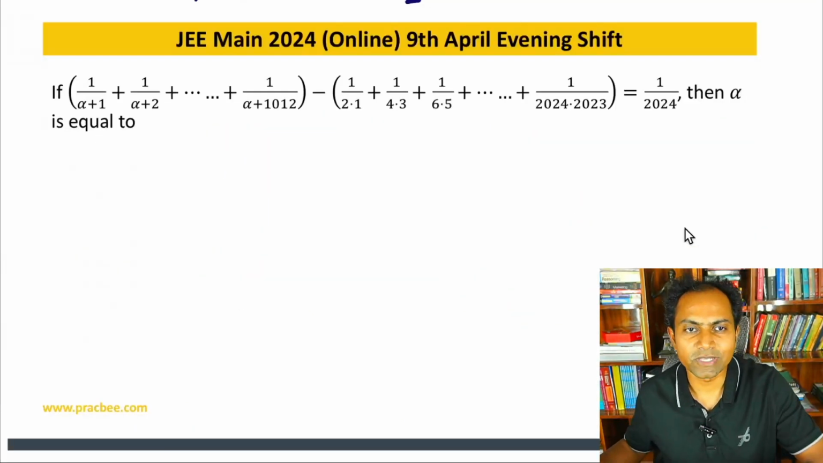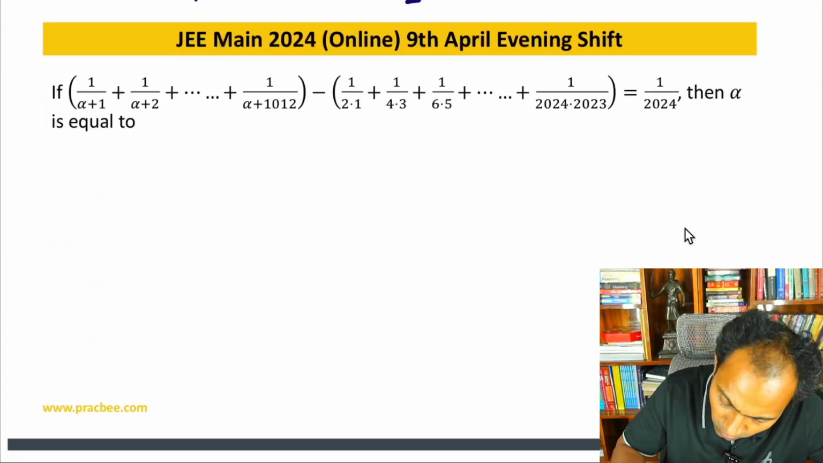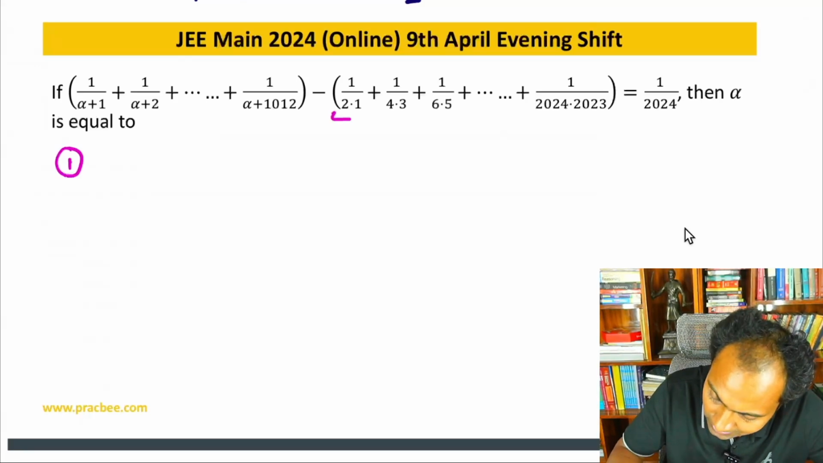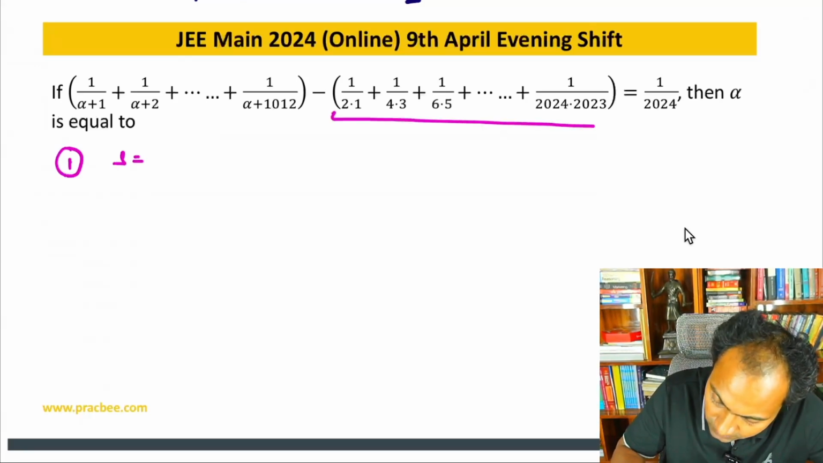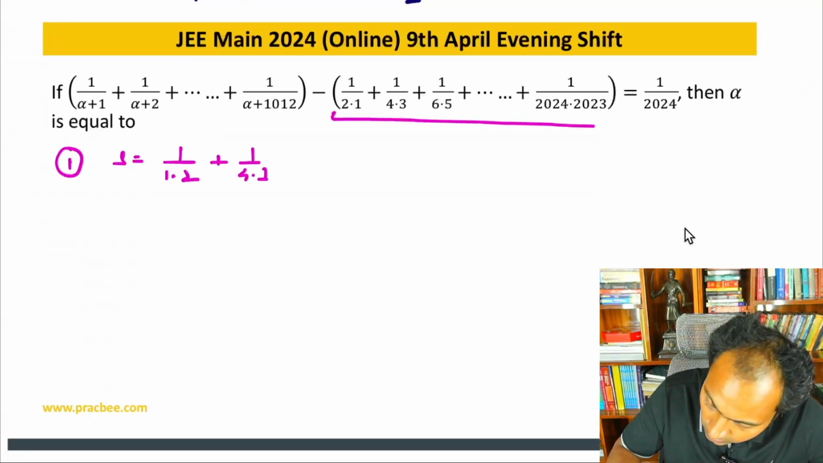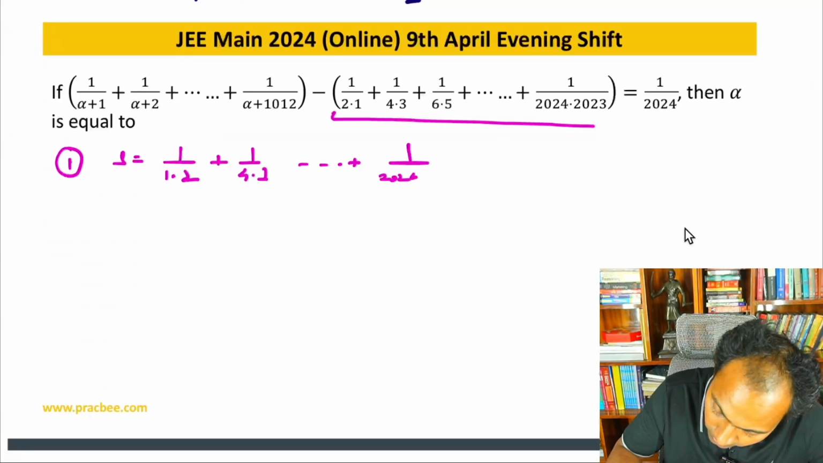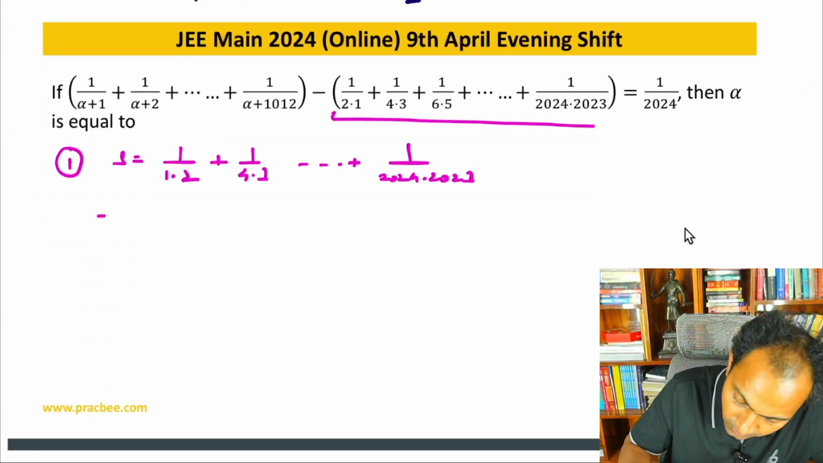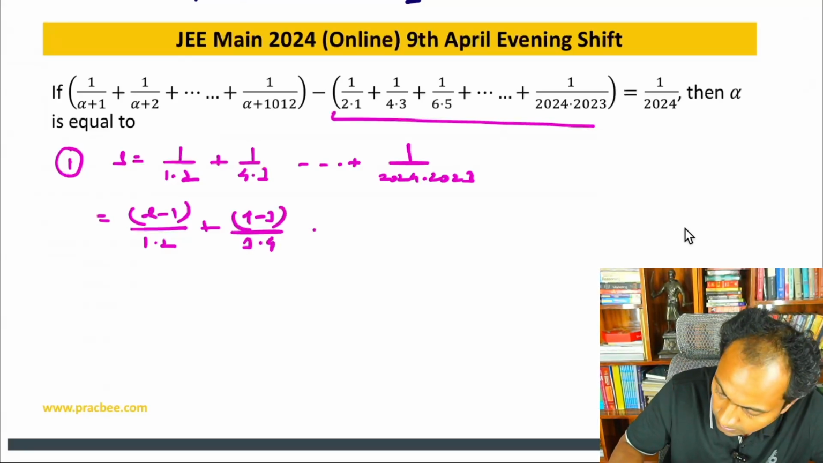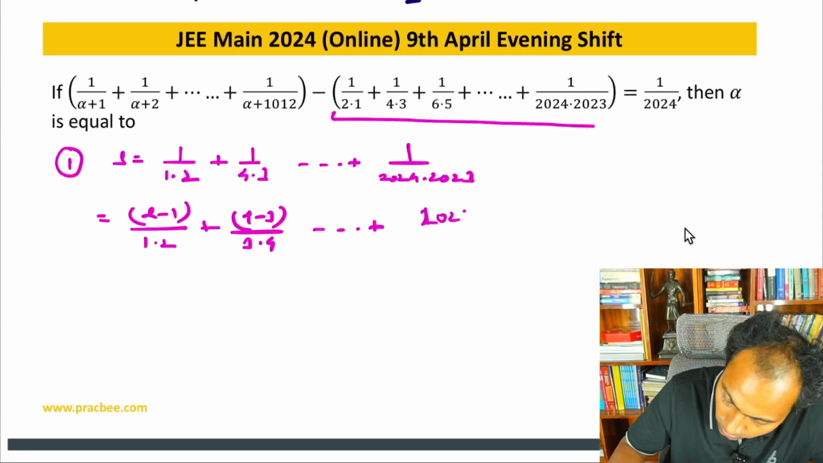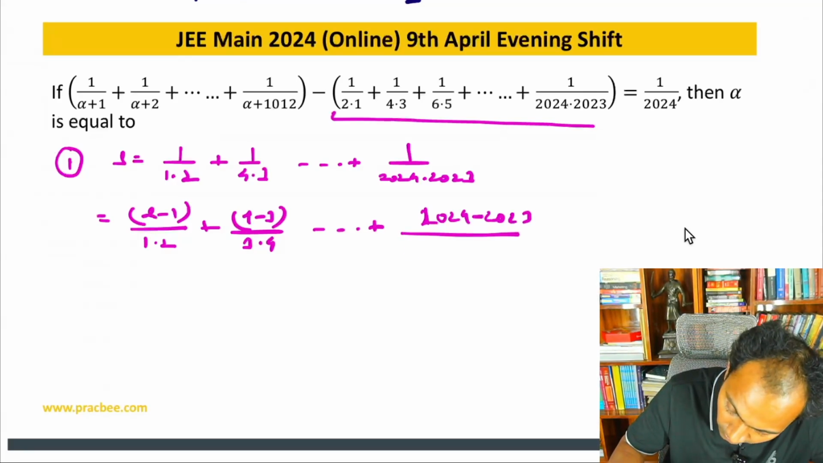Now this 2024 question is an extremely interesting question because this involves what we did earlier plus something more. So if you just write this series that is given to us, this series will become nothing but 1 by 1 into 2, and then we can write this as nothing but 1 upon 4 into 3, and then 1 by 2024 into 2023. Now we can split it up by writing 2 minus 1 by 1 into 2 plus 4 minus 3 by 3 into 4, and this we can do till the last term. So 2024 minus 2023 divide by 2024 into 2023.